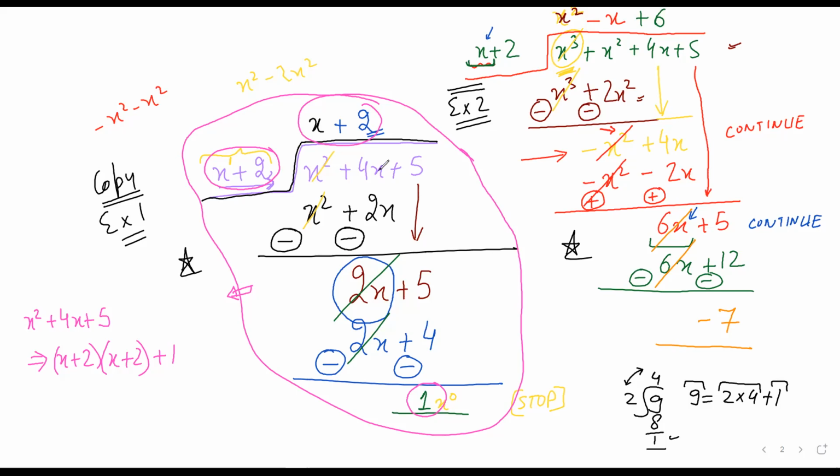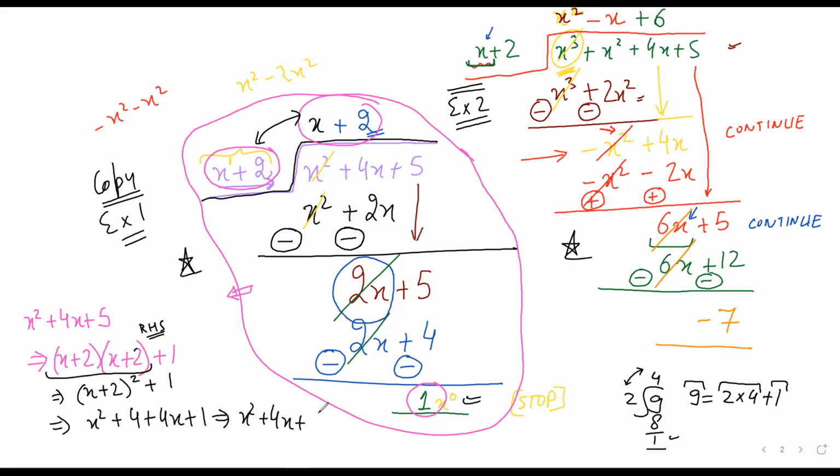So x square plus 4x plus 5 should be equal to these two multiplied by each other and then you add 1. So let me check. I will take the right hand side. This is x plus 2 whole square. This is an identity. Any doubt? No, sir. So this would be x square plus 4x plus 1, which would be equal to x square plus 4x plus 5. Any doubt?